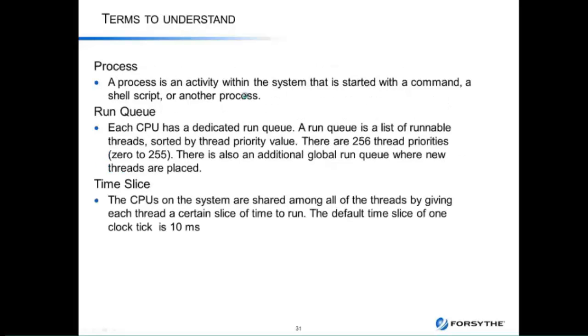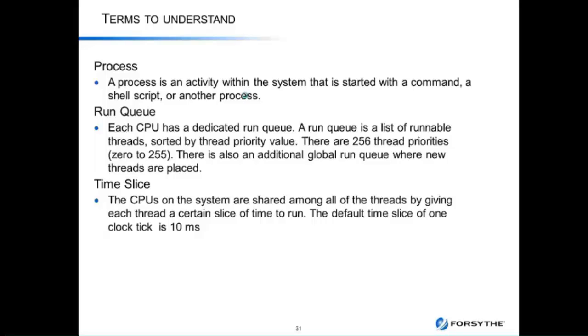I have here just some terms that it's good to understand. So when we talk about processes, we talk about an activity that started with a command or shell script or another process. Now in AIX, they use the term process and thread interchangeably, but a thread is typically what is going to get dispatched. So something that's important to understand is the concept of a run queue.